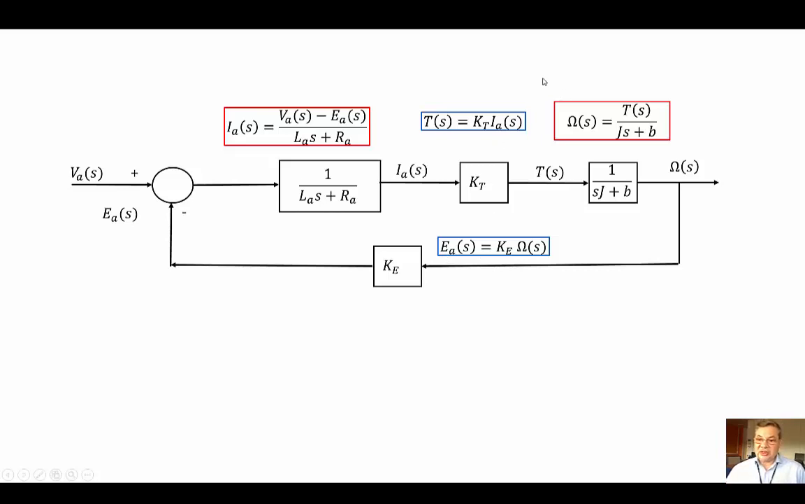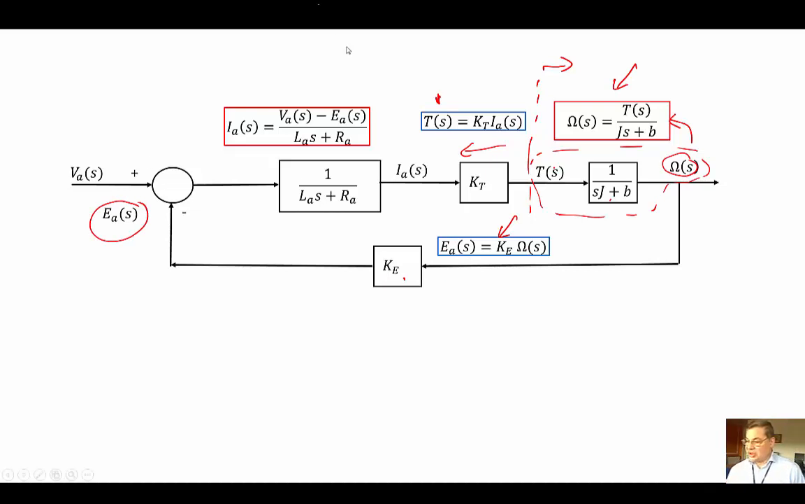I can start anywhere. I can start here. Imagine that, starting from this end, what is on the left doesn't exist. Using this equation, if I have T divided by this, I get omega. So this is what I get from this equation. Then I can go backward and say T is a constant multiplied by IA. I can move this way and apply this equation. I can go forward and multiply omega by KE from this equation, and I will get E.